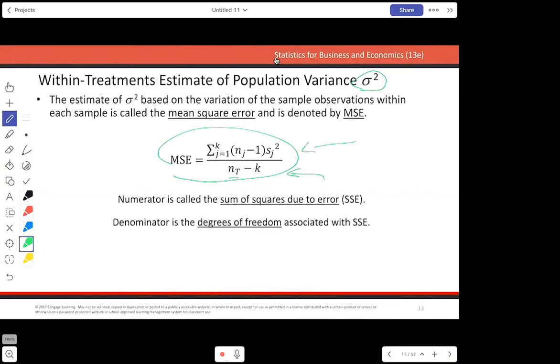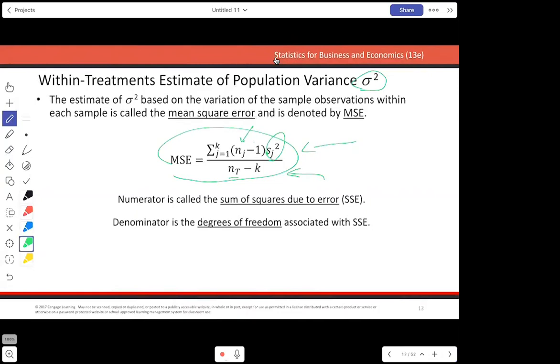Here, that's a sum of squares as well, but it's the sum of squares due to the error. And the terms in here are the sample size for a treatment minus 1, multiplied by the variance squared.